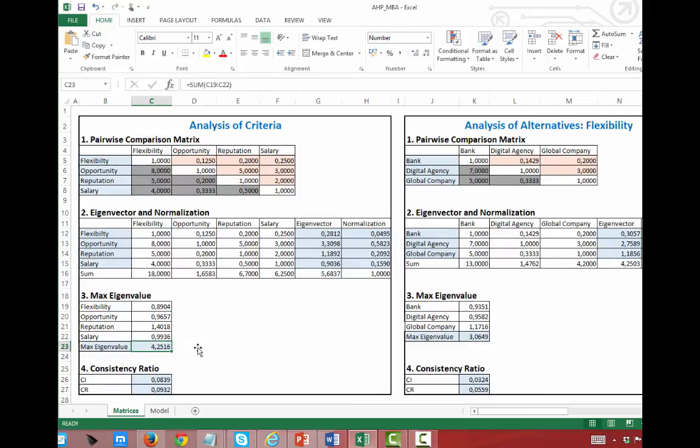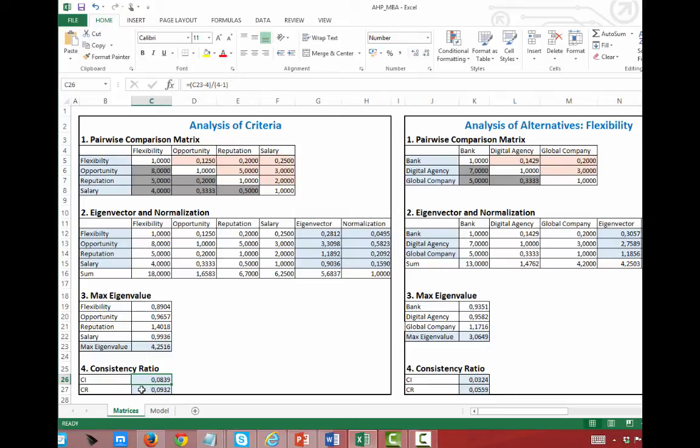Finally, we move to chart 4, where the consistency ratio is generated. First, the consistency index is generated by applying this formula. Maximum eigenvalue from above, minus n, divided by n minus 1. In our case, n is 4, as there are 4 criteria. So this is the result.